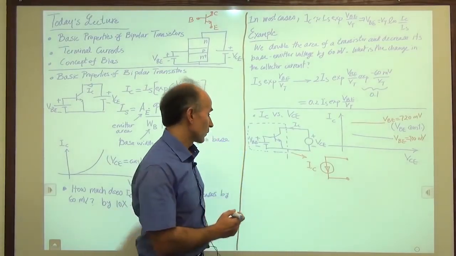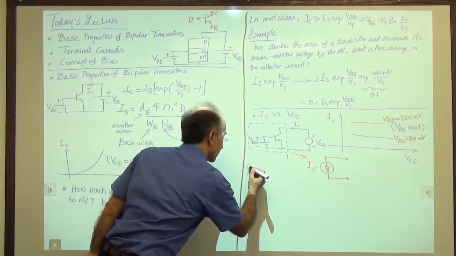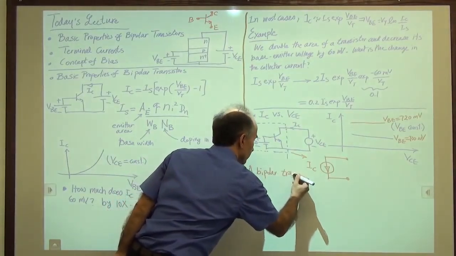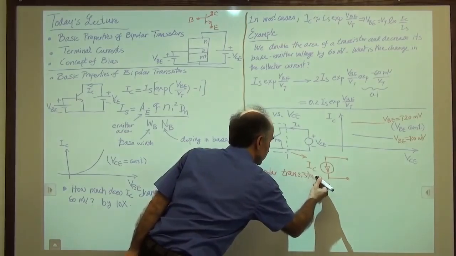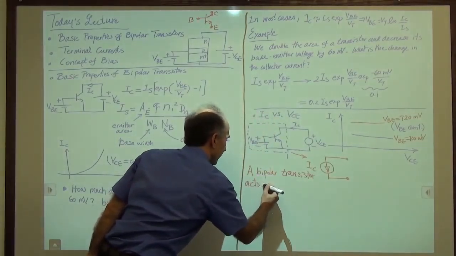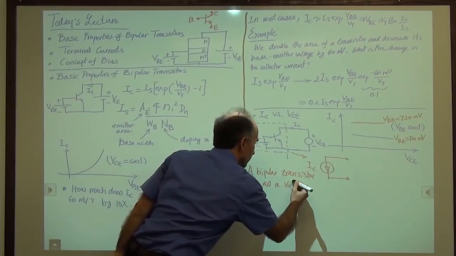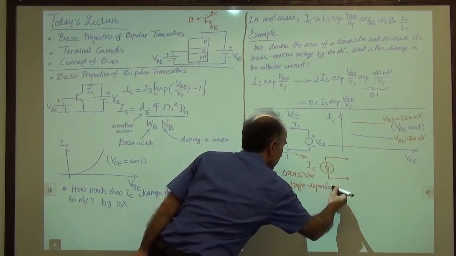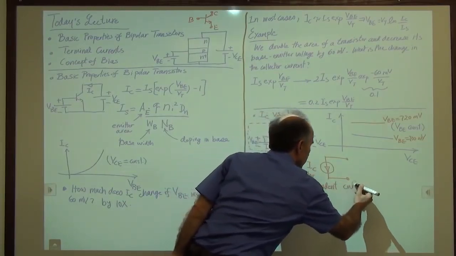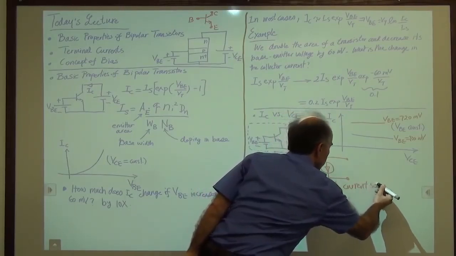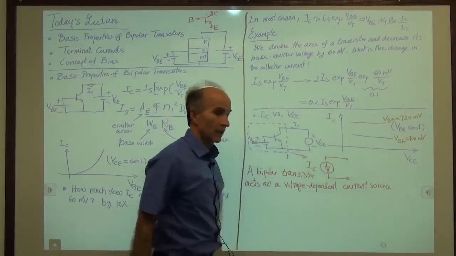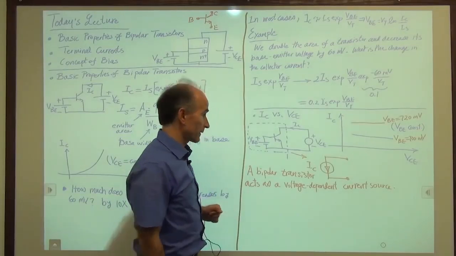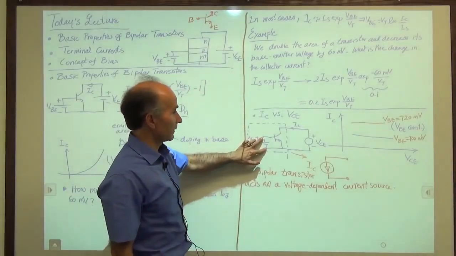So that's good. So we can say that a bipolar transistor acts as a voltage dependent current source. The voltage is the base emitter voltage, and the current is the collector current. I hope that's clear, right? It is this base emitter voltage that defines this current.